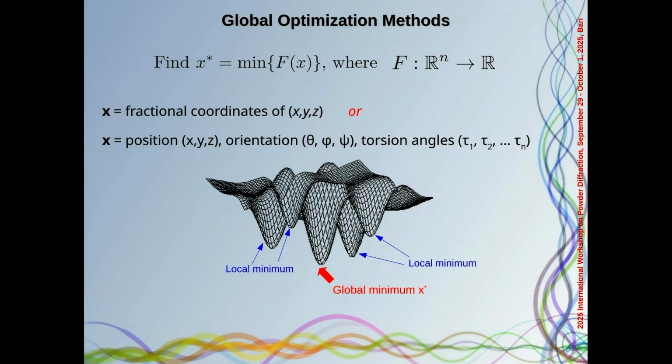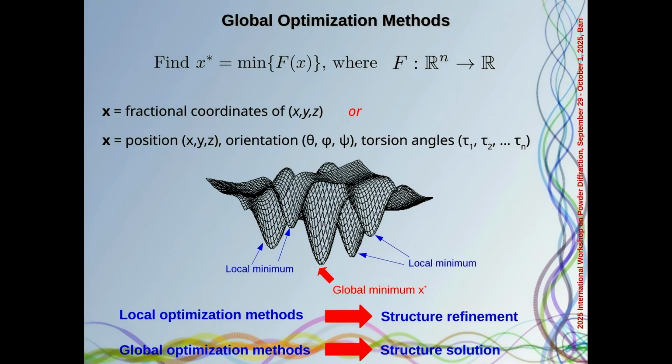To solve this problem, we can't use local optimization methods, because they are able only to locate the local minimum close to the starting model. For example, the non-linear least squares used for refinement are able only to locate the local minimum close to the starting model. In this case, we have to use global optimization methods, because these methods are able, first of all, to escape from local minima, and in theory they are able to reach the global minimum from any random starting model that you choose on this hypersurface.